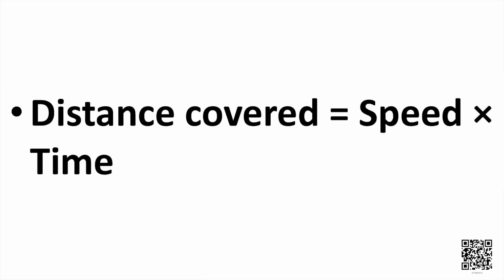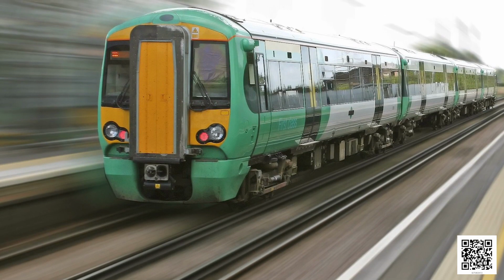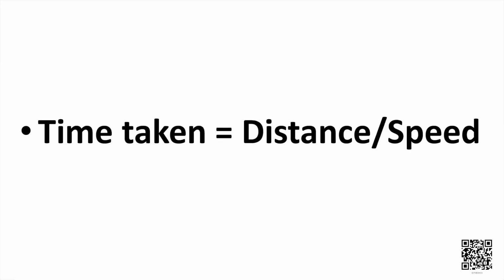So students, once you know the speed of an object, you can find the distance moved by it in a given time. All you have to do is to multiply the speed by time. Thus, we get the formula, that is, distance covered is equal to speed multiplied by time. You can also find the time an object would take to cover a distance while moving with a given speed. So, time taken is equal to distance divided by speed.